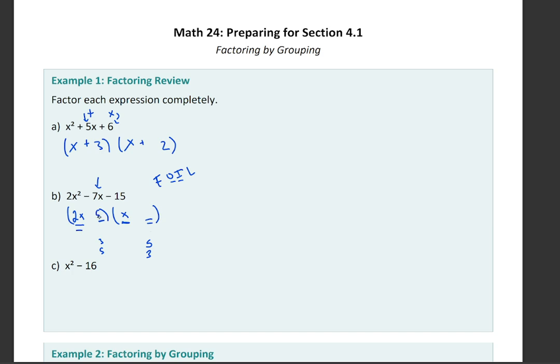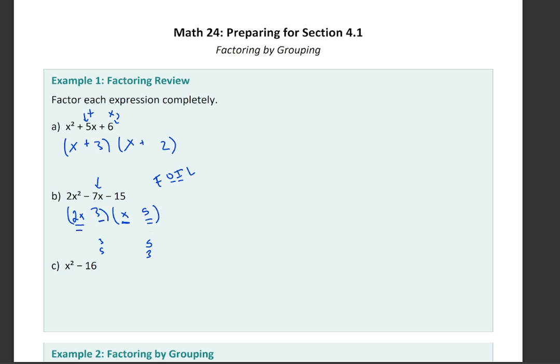Let's say we had a 5 here and a 3 here. Then we'd be looking at a 5x and a 6x. And I don't know how to use 5x and 6x to add together to a 7x. So let's go back to the other one. 3 and 5. Well, then I'd have a 3x and a 10x. And 10x minus 3x will give me the 7x in the middle.